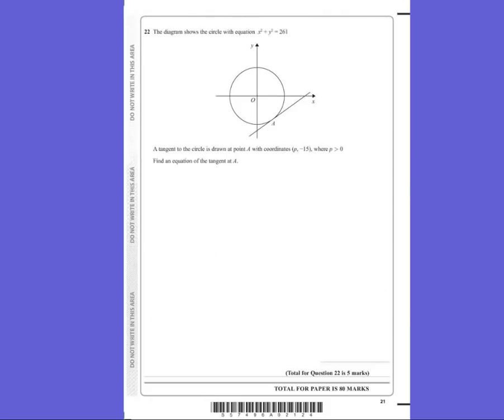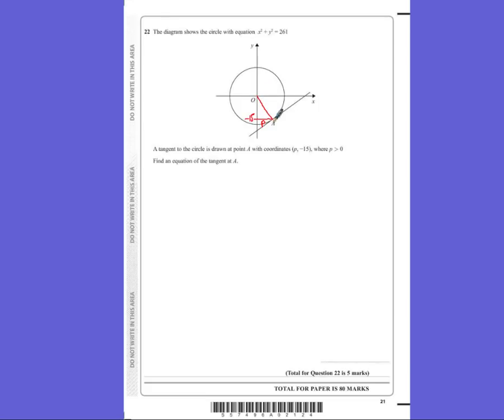Question 22. The diagram shows a circle with the equation x squared plus y squared equals 261. The tangent to the circle is drawn at point A with coordinates p, minus 15, where p is greater than 0. Find the equation for the tangent at A. So first of all, we need to work out what p is. So to work out what p is, p would be this distance across here. So I'm going to call that p. We know that this is down at minus 15.